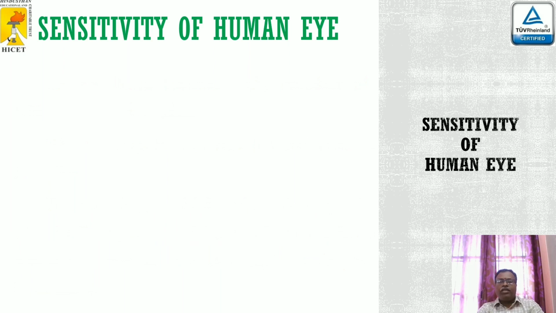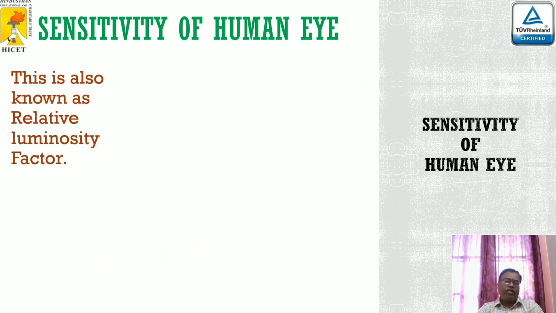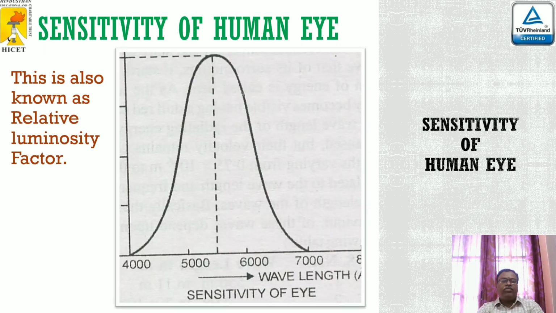And what about the sensitivity of the human eye? So this is known as the relative luminous factor. You can see the graphical information. At the top, it will show you 5500 angstrom.